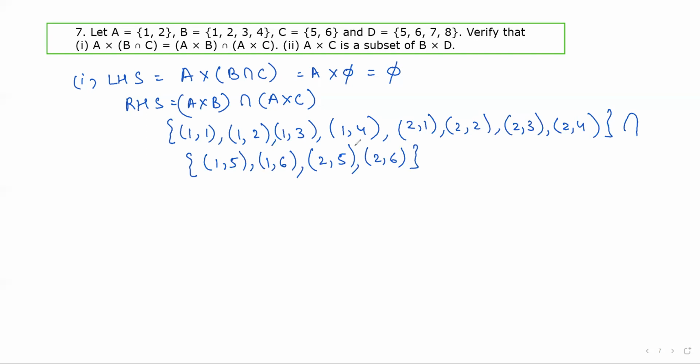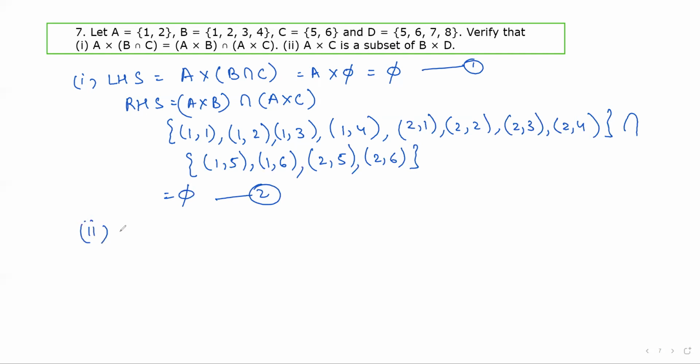If you observe these two sets, there is nothing common. No ordered pair is exactly the same. Two ordered pairs can be the same only if their corresponding first elements are equal and their corresponding second elements are equal. So nothing is common, it is the empty set. From 1 and 2, LHS is equal to RHS, hence proved.